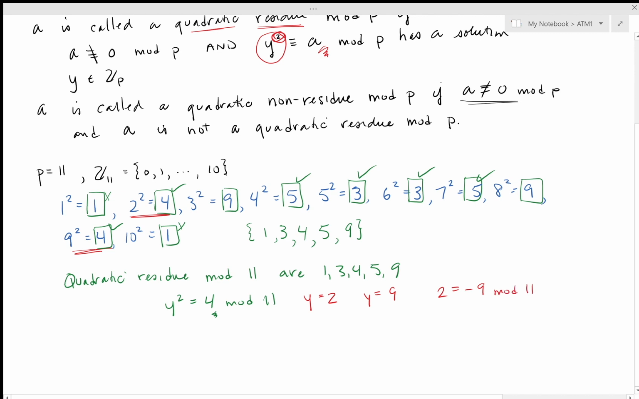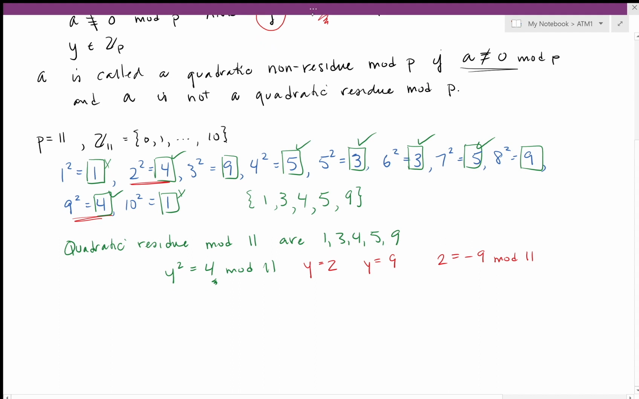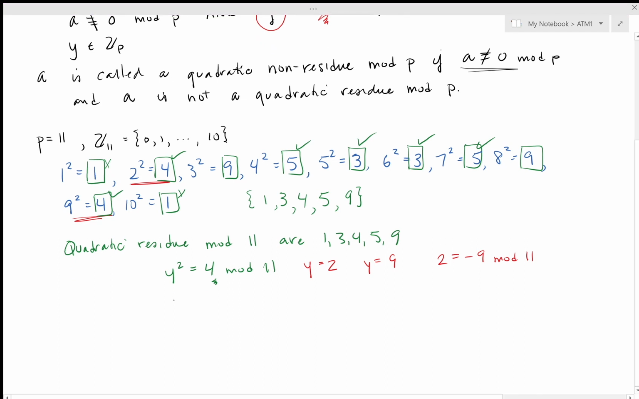Okay, let's look at another equation. I could say to you, what are the solutions to this equation?